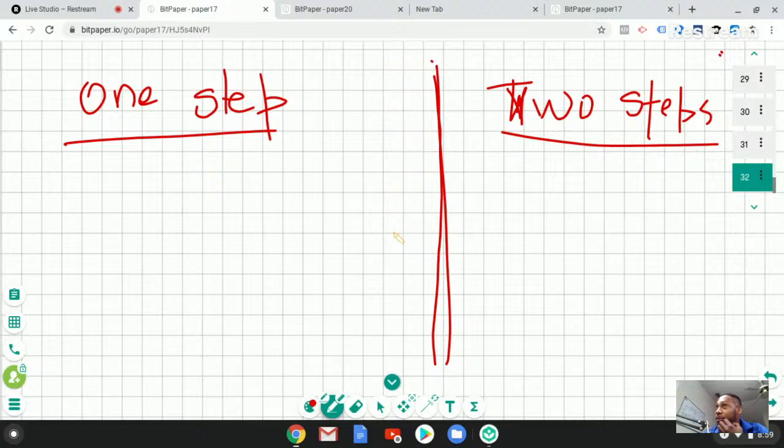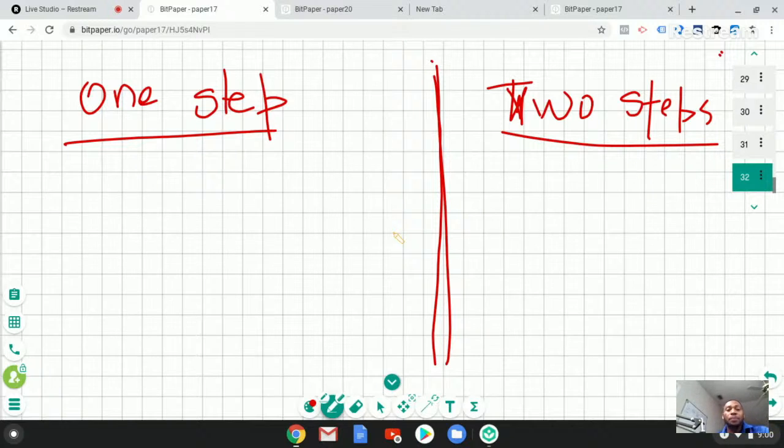Let me see who can tell me what those are in a nutshell, in a few words. What do you think one-step and two-step equations are? So basically, as the name entails, they are equations that you can solve in one step, or the ones that you can solve in two steps, and that's where the name comes from. Hey, I can solve this in one step, that's a one-step equation. I need two steps to solve this, it's a two-step equation.